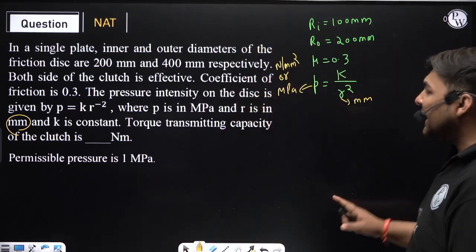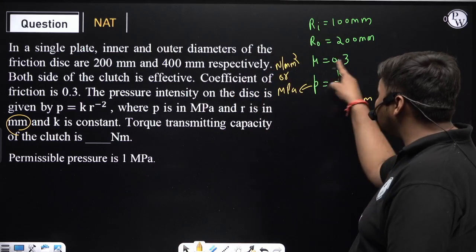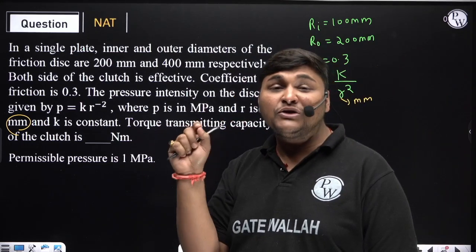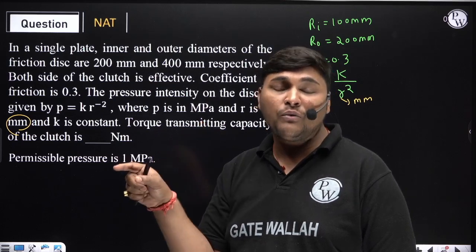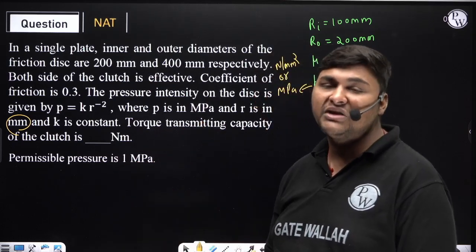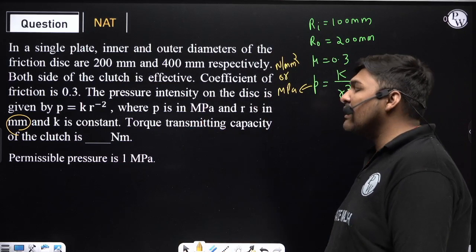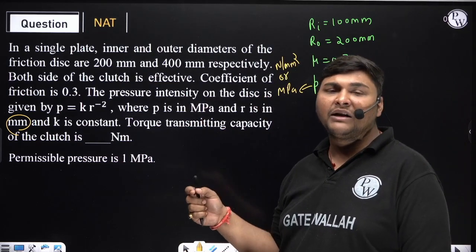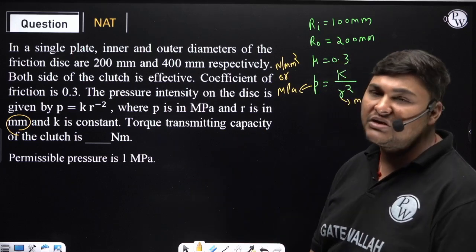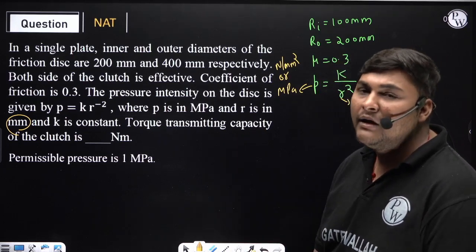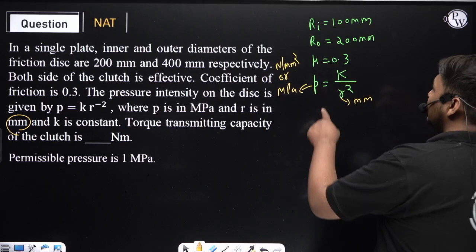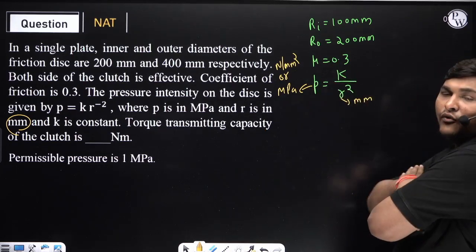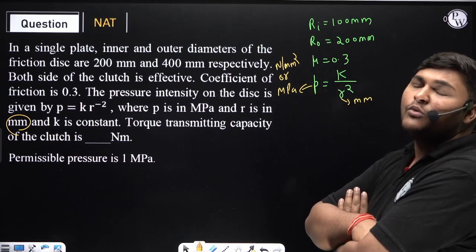Now K is a constant, and here the pressure distribution is given. So we need not assume any theory. You will assume neither uniform pressure theory nor uniform wear theory, because the pressure distribution is already given. So we have to calculate the torque transmitted by the clutch, and we will calculate it by integration. So this question is very simple. But before that, a constant K is coming in this distribution equation, so first we need to calculate the value of constant K.